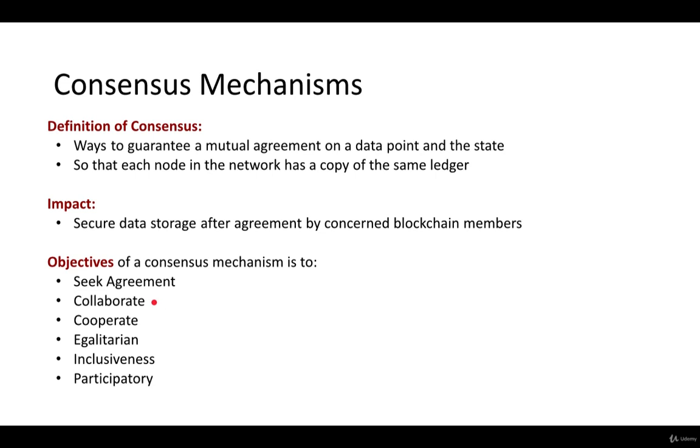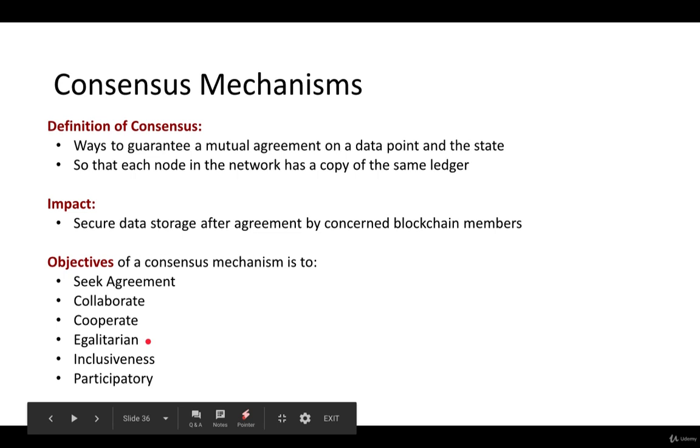Second objective is collaboration or collaborate. All the participants should aim to work together to achieve the consensus result, and they should ensure that the validation of the transaction comes before any other interest of individual members of the group. The next objective is cooperation. All the members should put their interests aside and work as a team to ensure that validation is achieved.